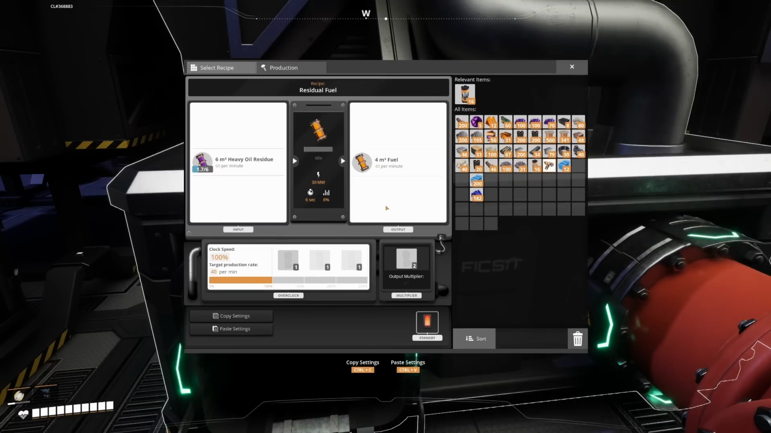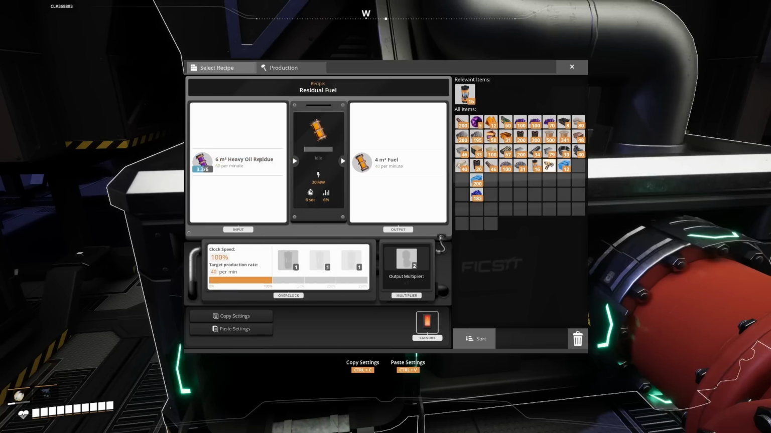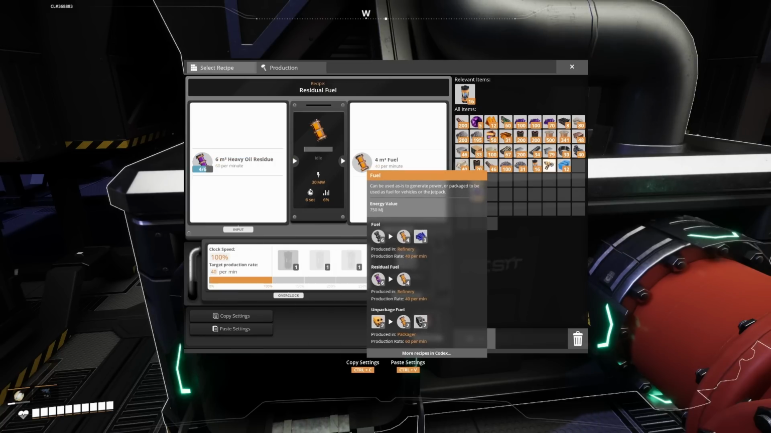If, however, you have a plastic or a rubber factory and you're producing that, but you have the excess heavy oil residue and you're not using alternate recipes, then you need to find a way to use up your oil. And in this circumstance, I'm producing fuel, which is then going to be burnt off in a generator.